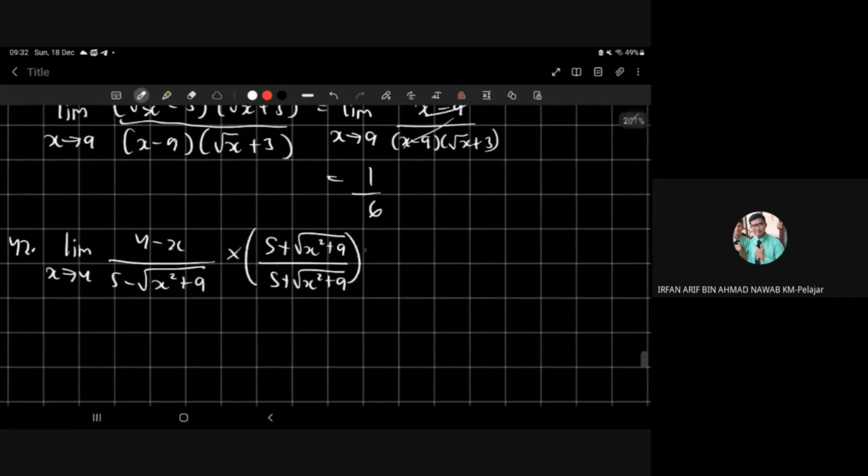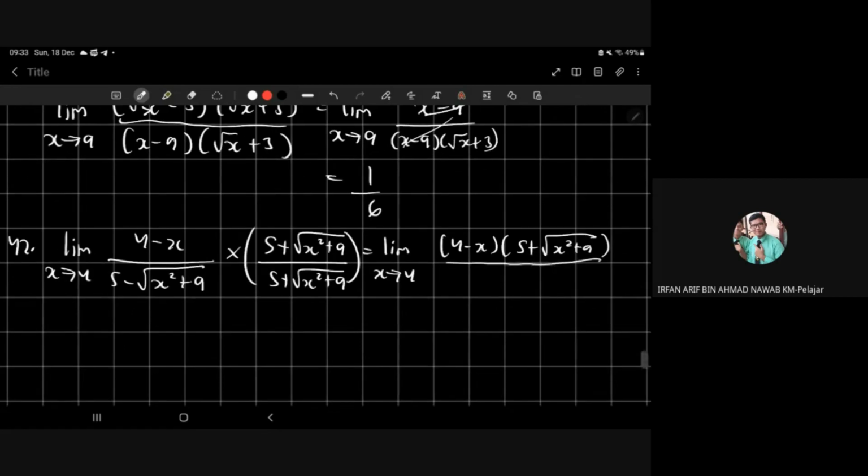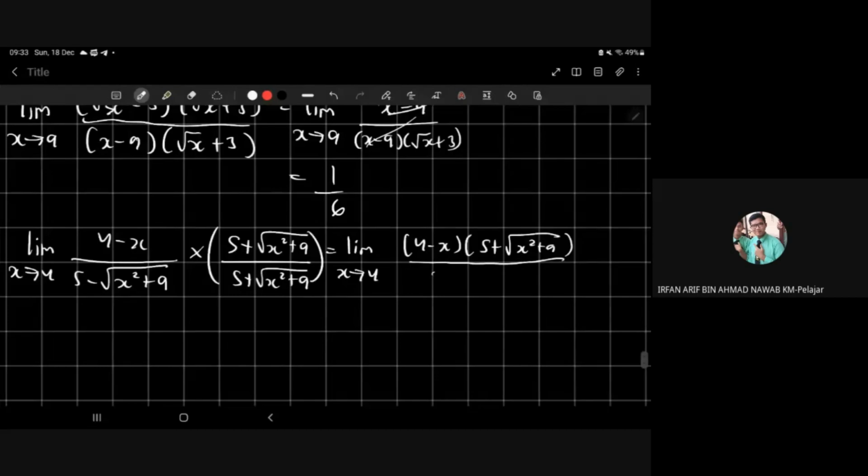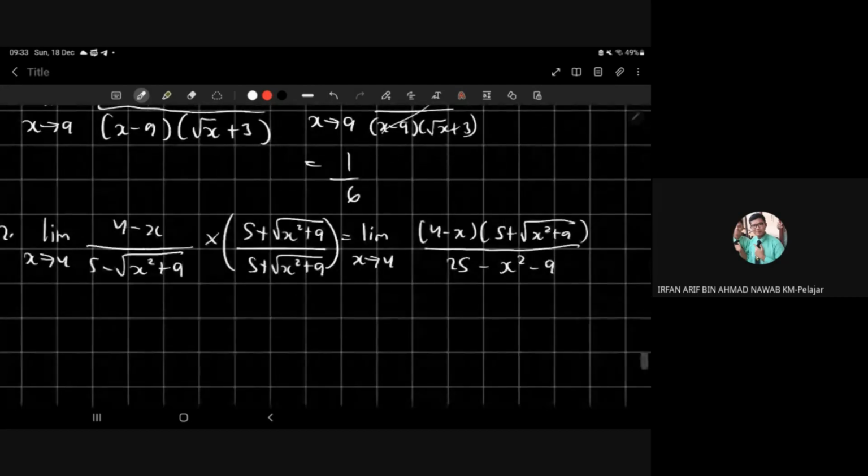So from here, you will get the limit where x approaches 4 of (4 minus x)(5 plus the square root of x squared plus 9) divided by 25. As usual, I just showed you just now what happens if you multiply by its conjugate. You will get x squared minus 9. I'm just skipping a few steps, honestly. It should be x squared plus 9, but it has brackets, so I expand my negative 1 so that it will become minus x squared minus 9.